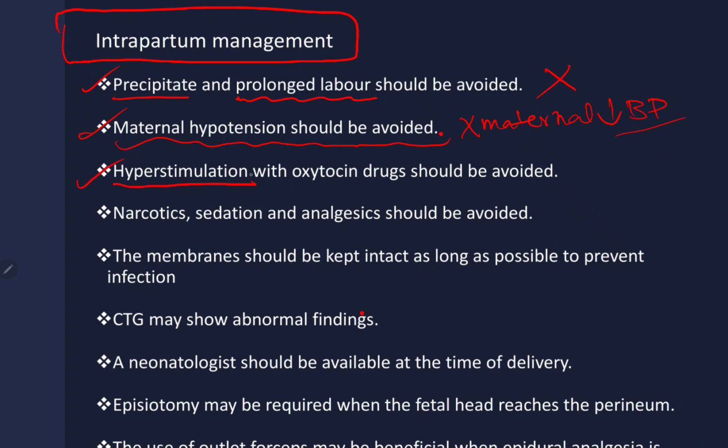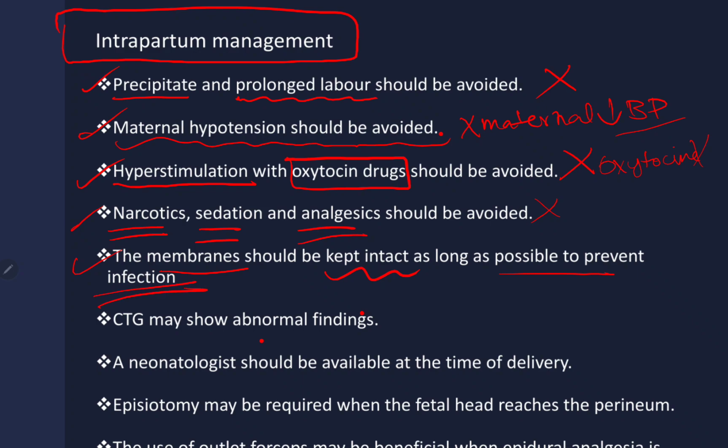Then hyperstimulation with oxytocin drugs should be avoided. Narcotics, sedation and analgesics should be avoided. The membranes should be kept intact as long as possible to prevent infection. Why are the membranes kept intact? To prevent infection.